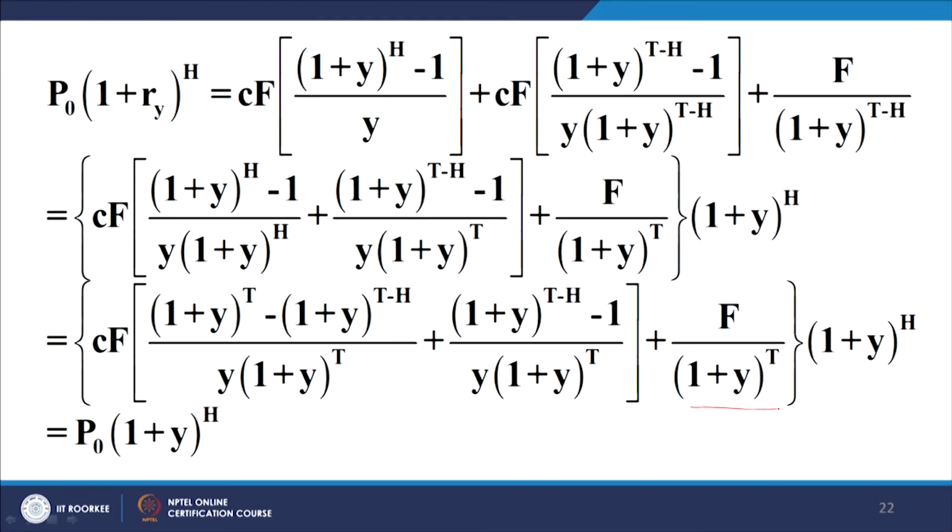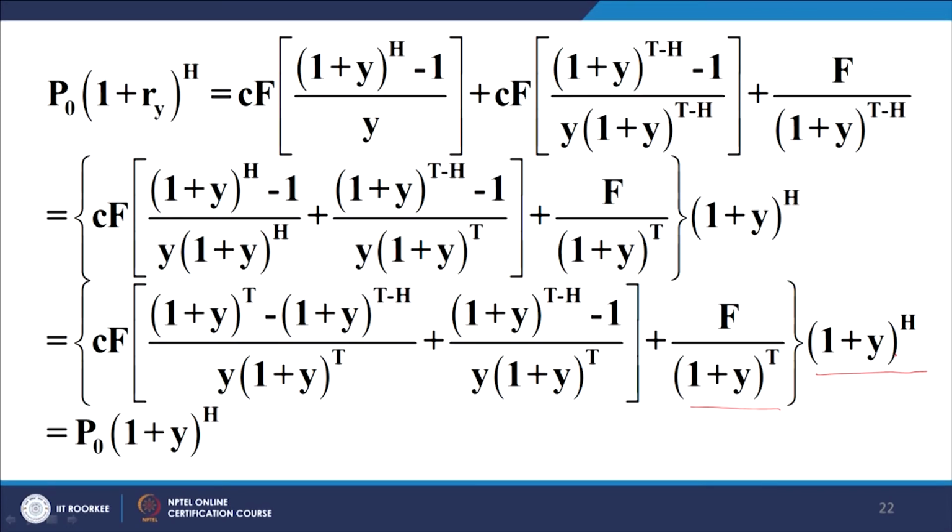divided by 1 plus y to the power t, and this whole expression within the curly brackets is nothing but the value of P0 by the definition of YTM. It is the present value of all future coupon payments plus the present value of the redemption value calculated at the YTM. So, the entire expression within the curly brackets must equal P0, and that is what we have done in the last step. We have substituted the entire curly brackets equal to P0, and this 1 plus y to the power h remains outside the curly brackets.